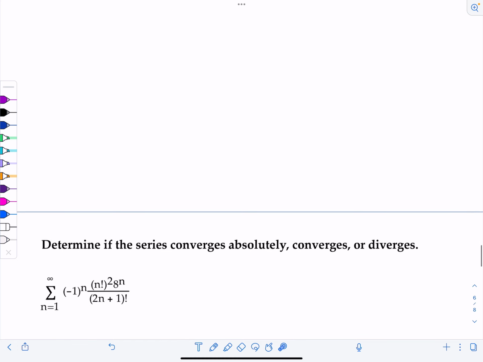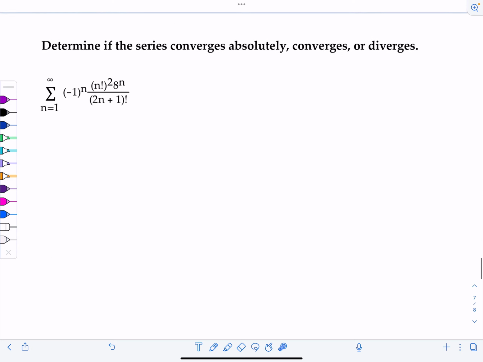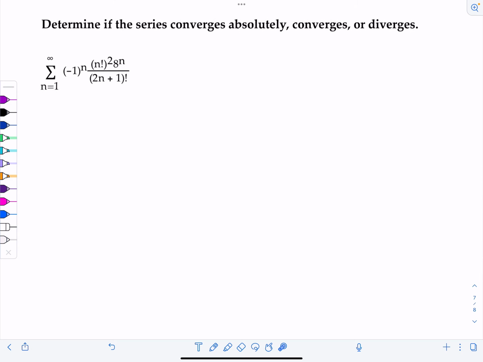Okay, I have one more, because I did draw that extra pathway in the beginning of the video and I wanted you to see this other option. Determine if the series converges absolutely, converges, or diverges. Here we have an alternating series, and the minute you see that there are factorials, my goodness, it's time for the ratio test. Don't even think about using another test. And the cool thing is, with the ratio test, it automatically tests for absolute convergence.